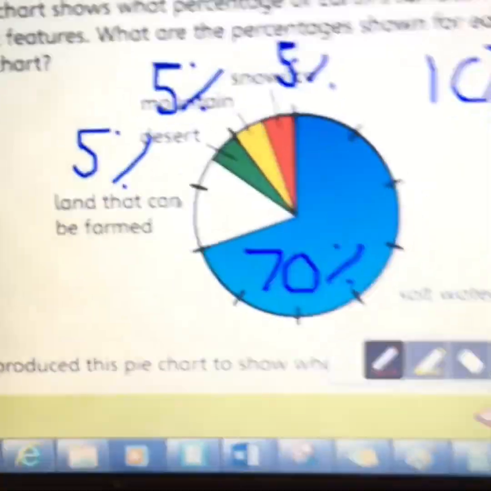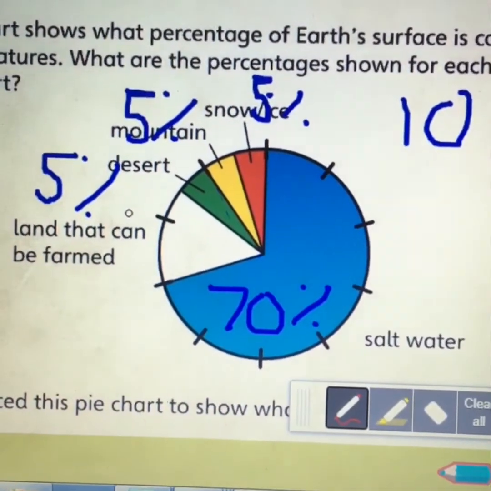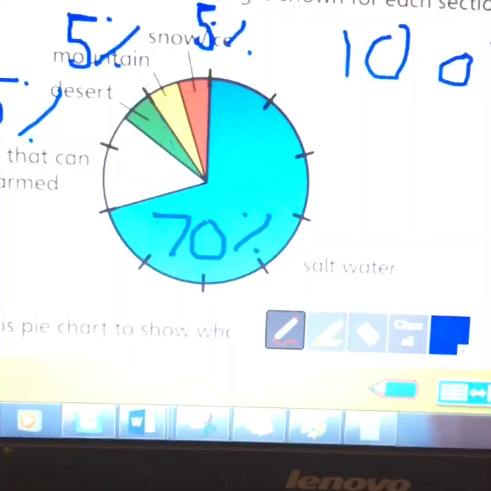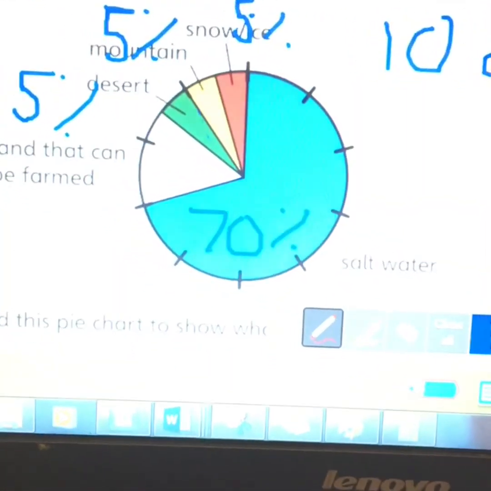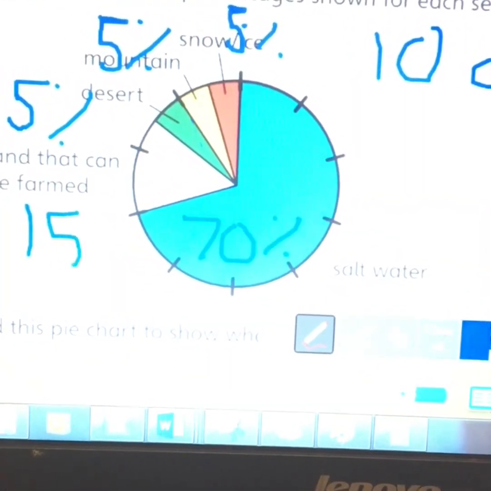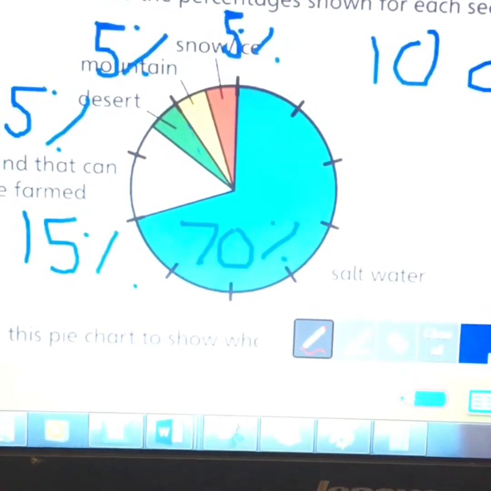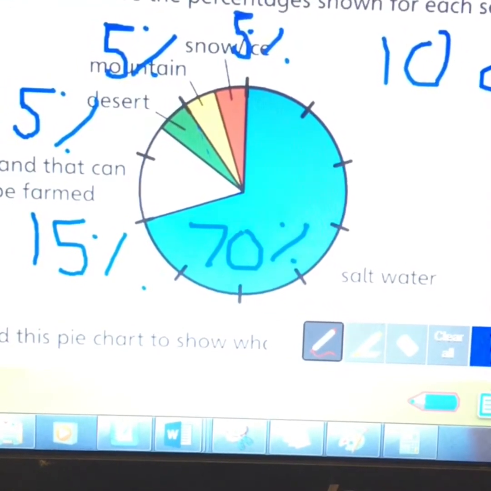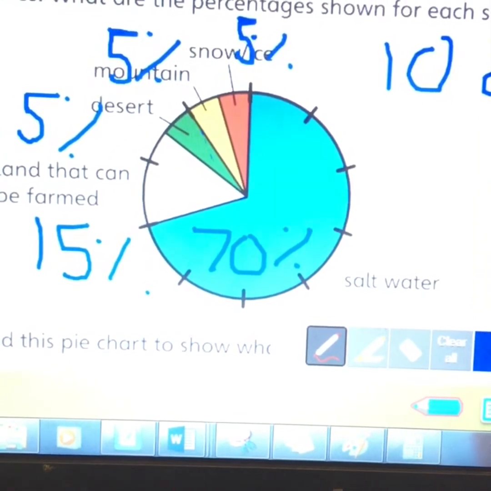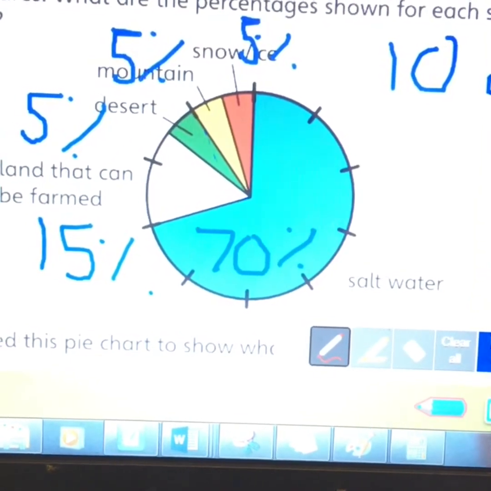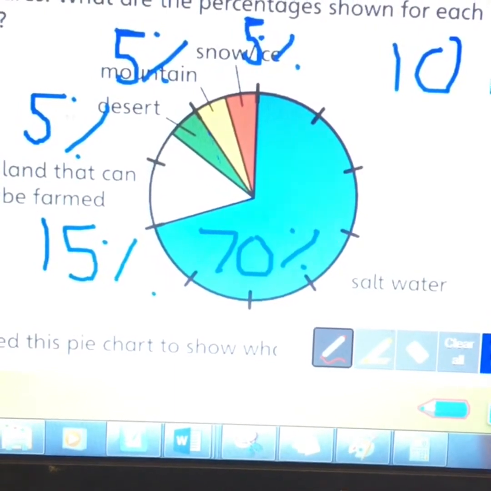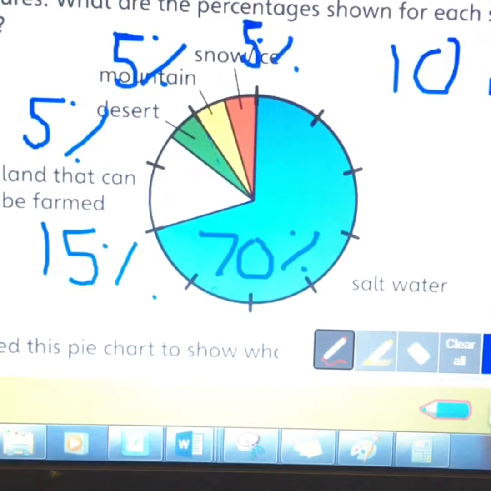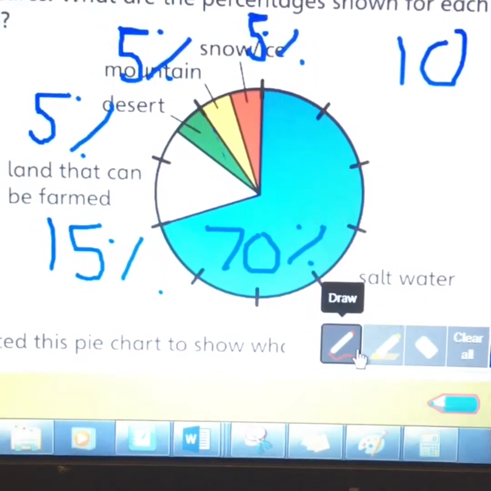Right, 2 ways to work out land that can be farmed then. You can say, well, it's 1 segment and a half. So if it's 1.5 segments, it must be 15%. Or you know the whole thing has to add up to 100. So you could have done 70%, add 5, 75, add 5, 80, add 5, 85. So what have you got to add to get to 100? 15%. Well done if you got that right.